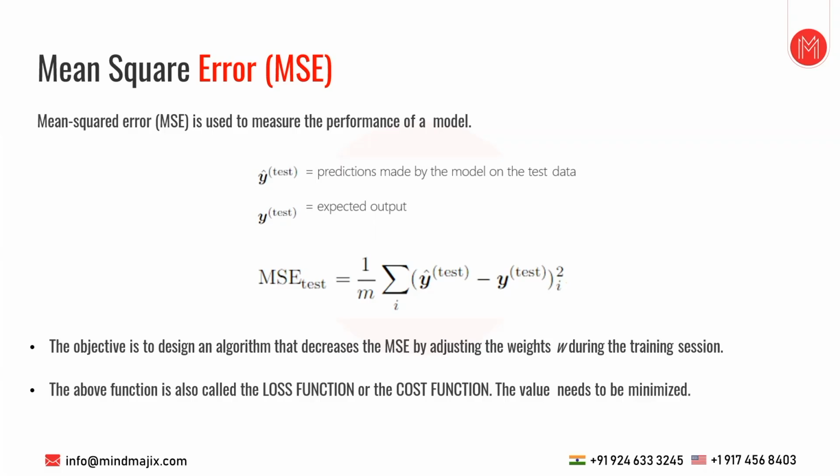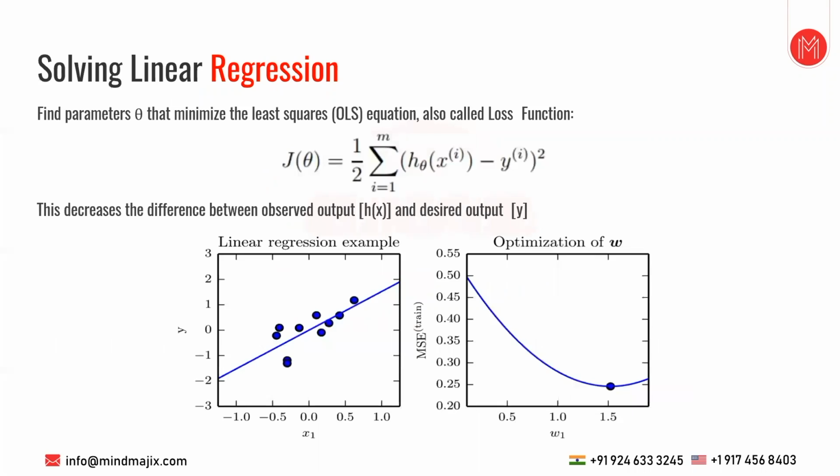After talking about the MSE, let's talk about solving linear regression in terms of the cost function. We find the parameter theta that minimizes the least square equation, like OLS, ordinary least square, which is also called a loss function. So J of theta stands for the loss function. Here we take on this equation mathematically, but when we learn the same thing practically during programming, there is no need to take on any equation. Everything comes with the scikit-learn library.